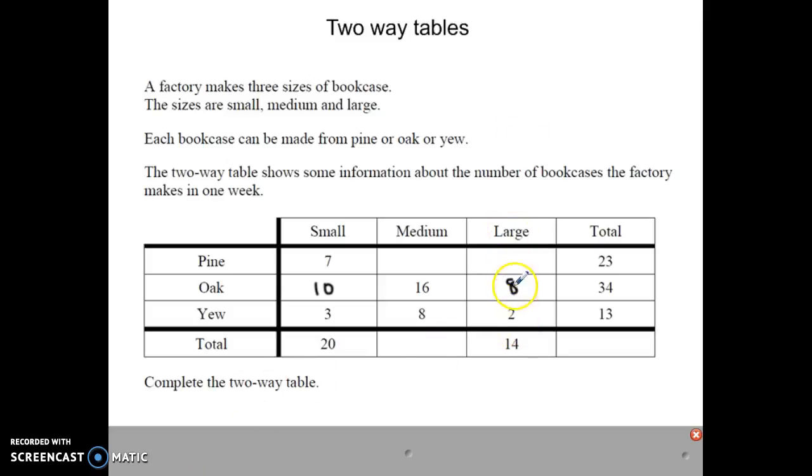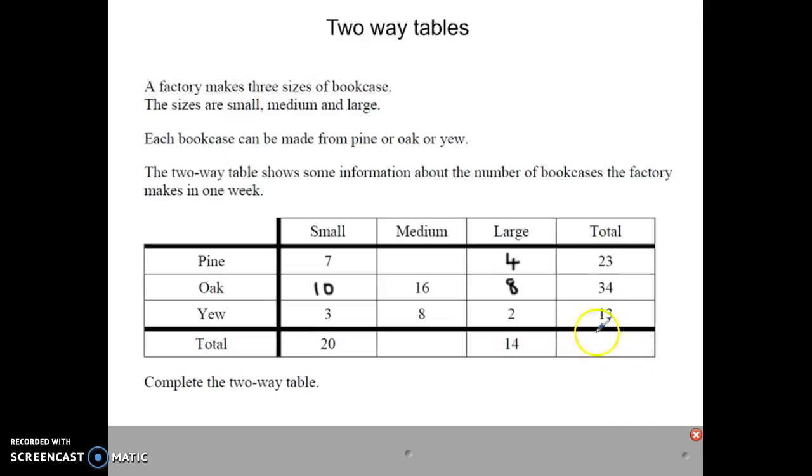Looking down the large column, we've got 2 and 8, and these add up to 10. The total's 14, so my missing value must be 4. If I look down my total column, these three totals here will give me my grand total in this bottom right hand corner. Bottom right hand corner is always going to have your grand total.